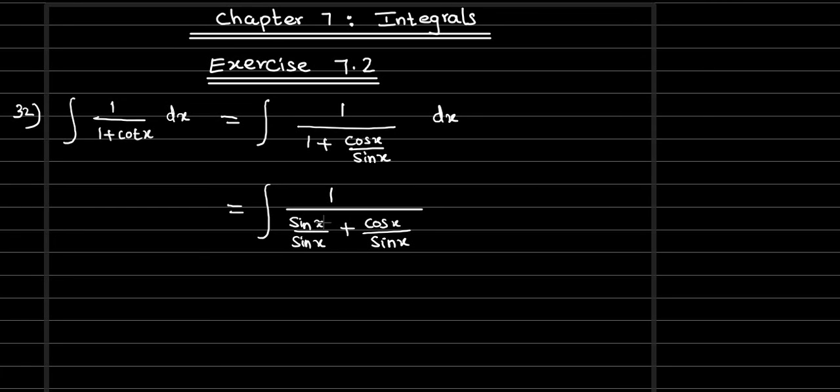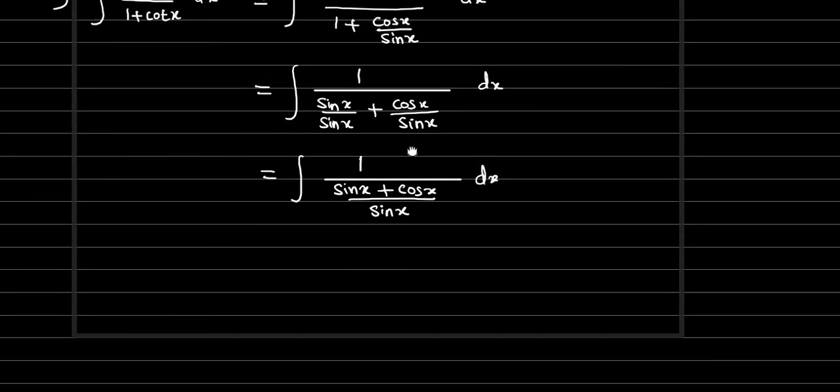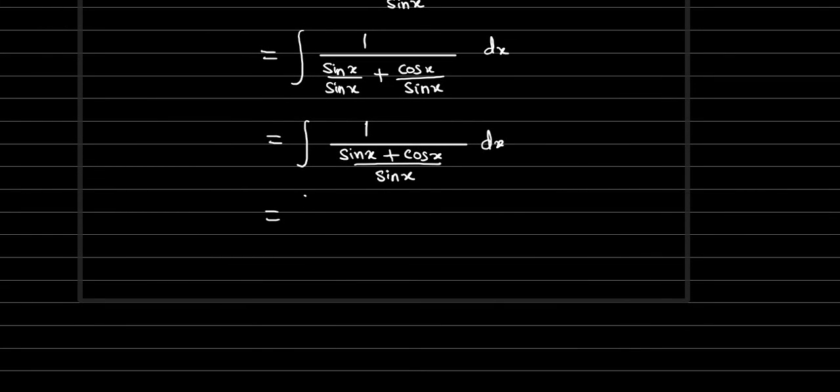Now since the denominator is the same, we can combine and write: integral 1 by sin x plus cos x by sin x dx. The common denominator is sin x. The sin x in the denominator we can carry to the numerator, so this becomes integral sin x by sin x plus cos x.